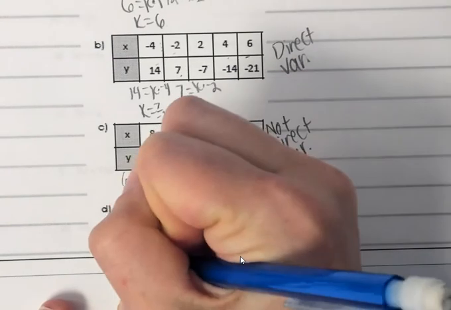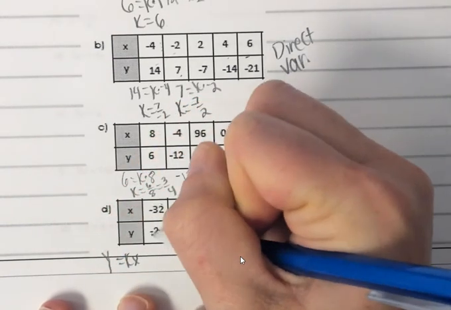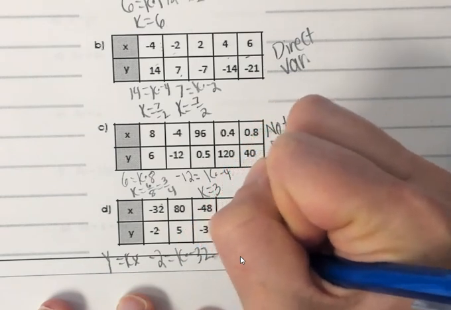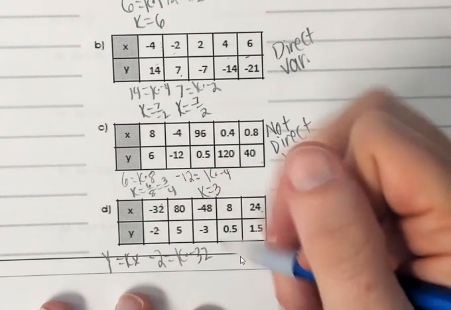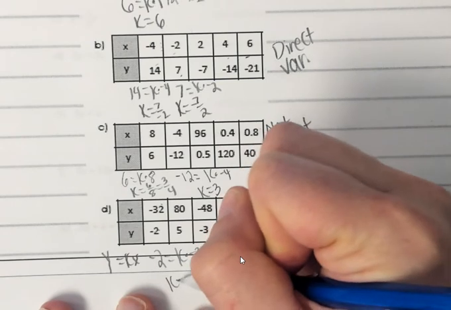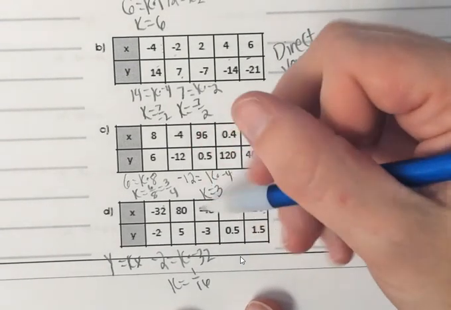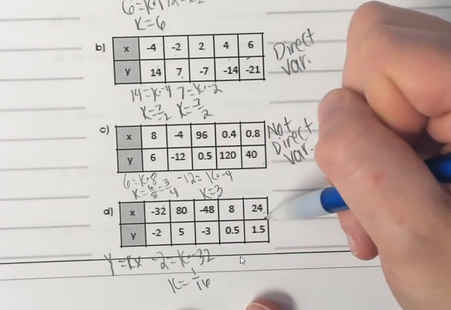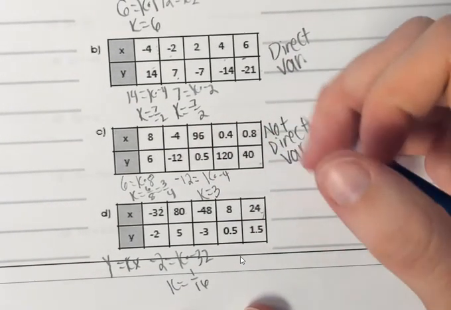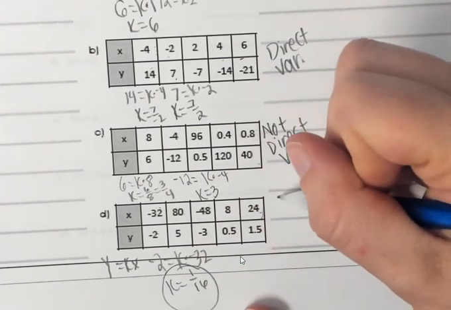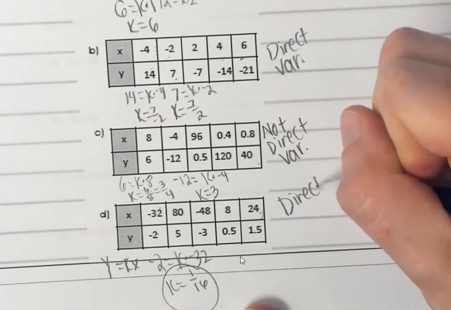And the last one here, we have y equals negative 2 and x equals negative 32, excuse me. So y equals kx. So we would do negative 2 equals k times negative 32. You divide both sides by negative 32. You get k equals 1/16 once I simplify. And then you would do the same thing for each one of these here. And you'll actually end up noticing that, yes, indeed, this one, the k is 1/16, and it is direct variation.